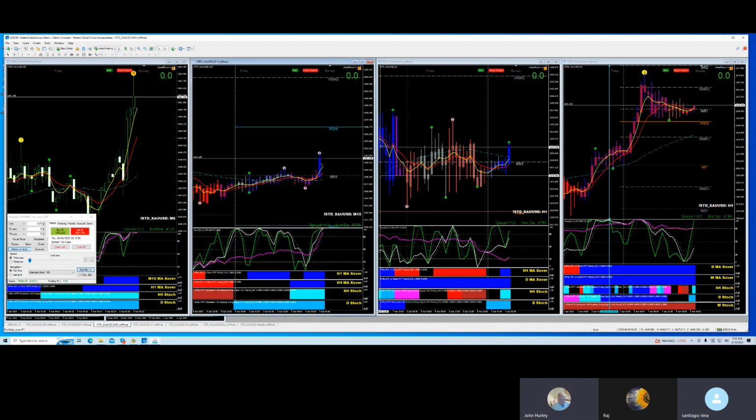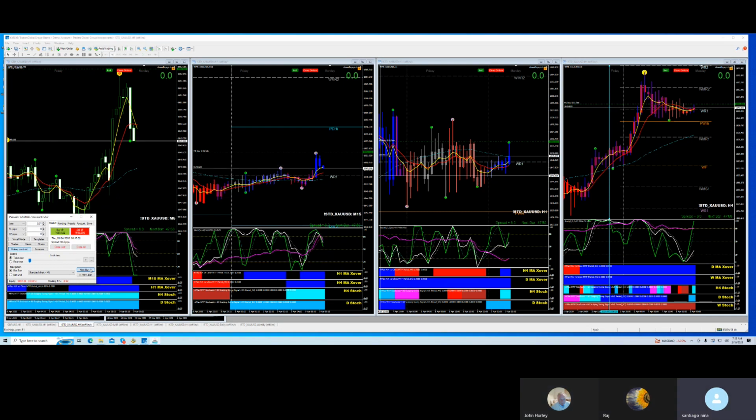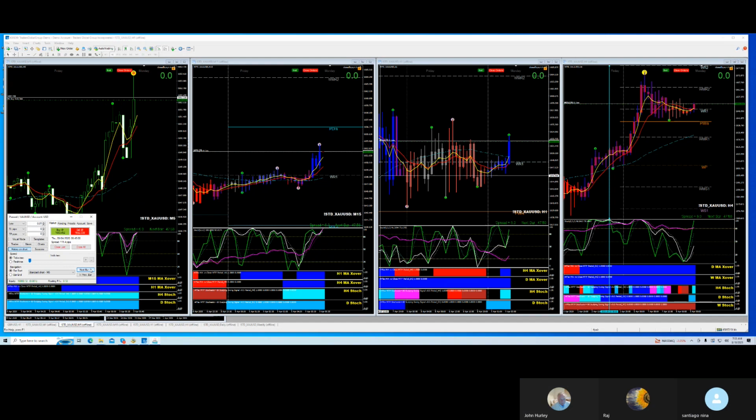So let's say we're in on this bar right here. Just draw a horizontal there. Actually, let's do better than that. Just take a trade. Yeah, that's where we're buying.